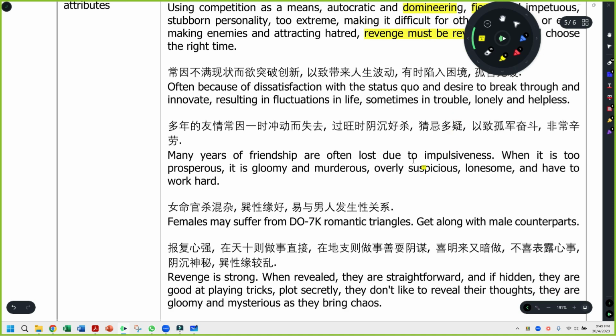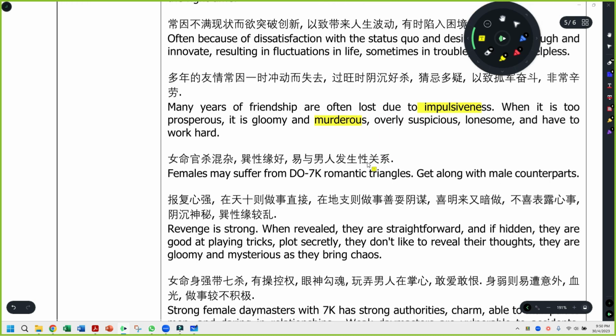And 7 killing usually may sacrifice friendship. So they might lose friendship because of their impulsiveness. So anyone with 7 killing in them should learn to find ways to be more calm and less impulsive. And less murderous, by the way. That would be very useful as well, yeah? Now, for females, 7 killing represents their boyfriend, and therefore they do represent direct officers. So in a way, females with 7 killing do get along very well with their male counterpart.